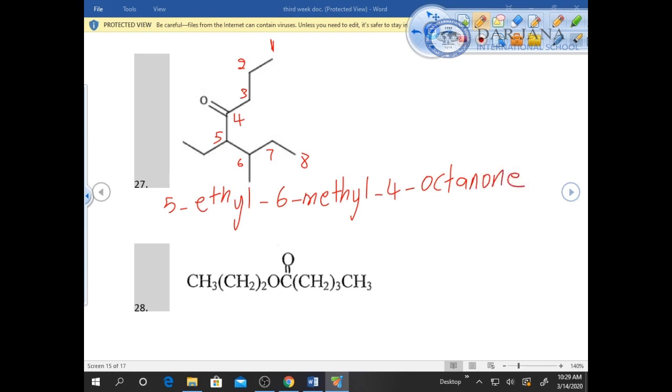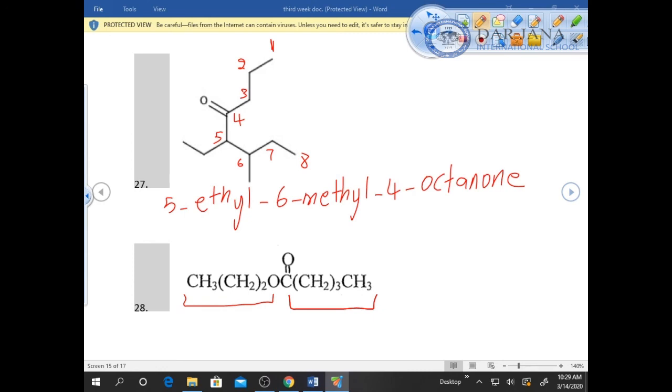Number 28, here we have an ester molecule. Remember that in an ester molecule there is an alcohol part and an acid part. So first we put the name of alcohol part, then we mention the name of the acid part, but instead of IC ending I put ATE. So instead of pentanoic acid you put pentanoate.